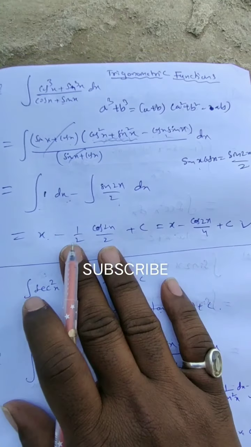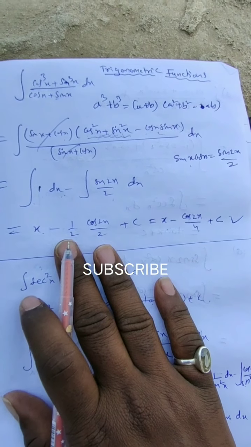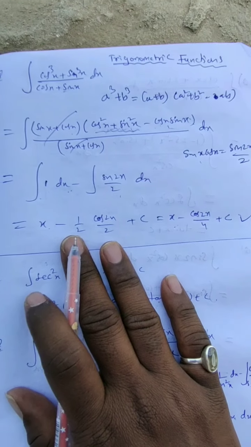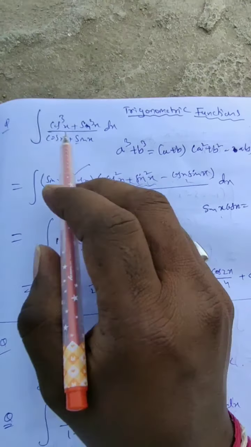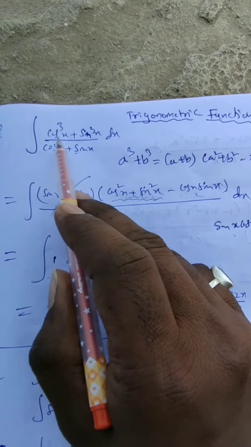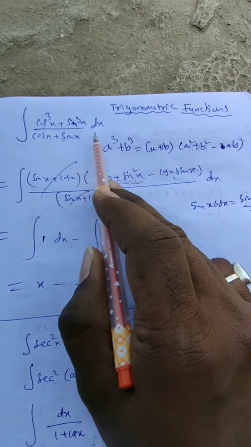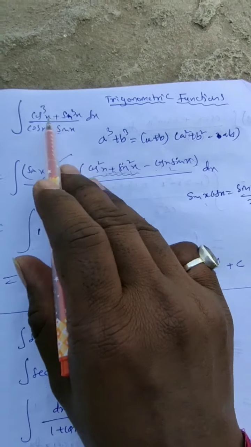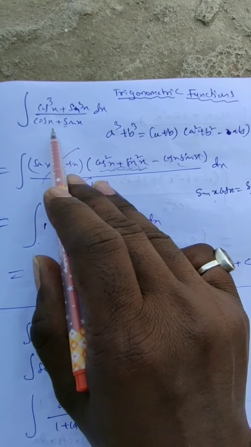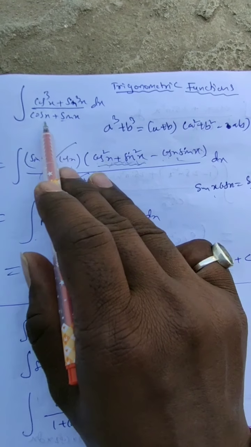Hello students, let us start today's class: trigonometric functions and their integration. Now see the question: integration of (cos cube x plus sin cube x) upon (cos x plus sin x). You have to integrate this one. See the denominator, it is expressed in sin x plus cos x.